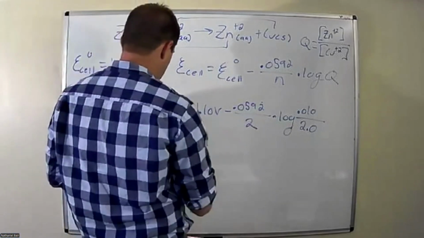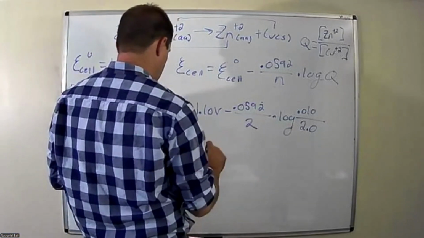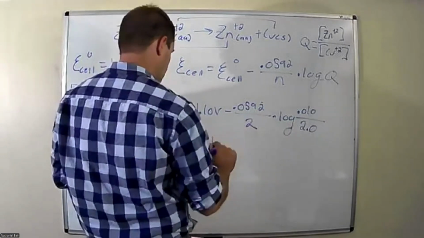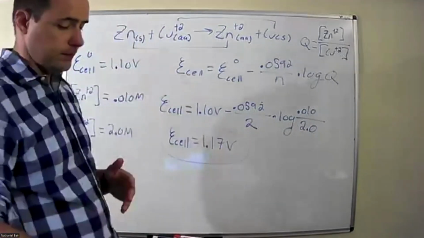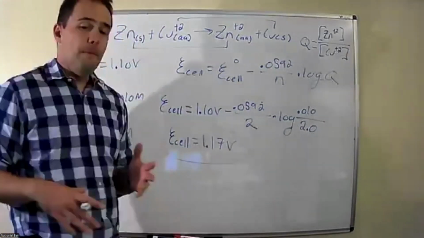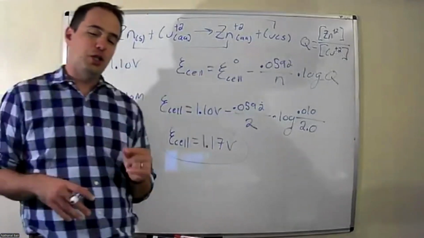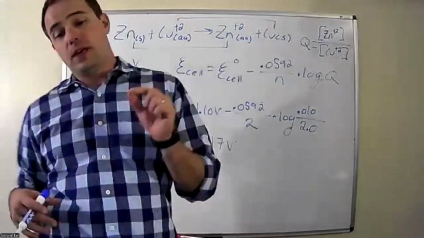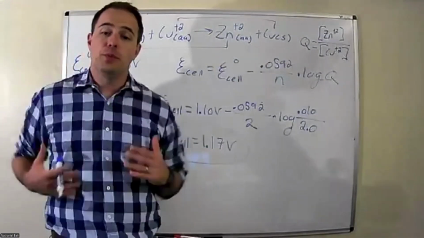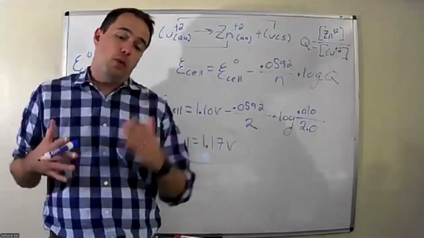And if you've done this correctly, take your time, you should get 1.168 or 1.17 volts. That would be the voltage. Now, you can kind of use Le Chatelier. I know, crazy, it all comes back to equilibrium. You can use Le Chatelier's principle to predict if your voltage is going to go up or down.